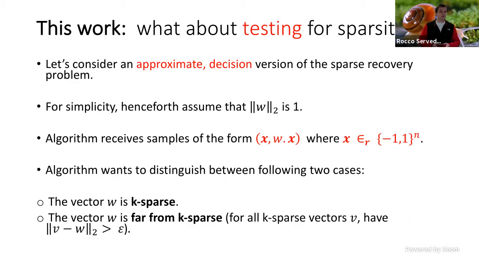Since it's a testing problem, we're again going to have these yes and no cases. In the yes case, the vector is k-sparse. There are only k non-zero coefficients. And in the no case, the vector is far from being k-sparse. A natural notion of being far from sparse that we'll work with is that you're far in 2 norm from every sparse vector. Again, since the vector w is a unit vector, it's natural to ask whether you have Euclidean distance at least epsilon from every k-sparse vector. So it's like a testing version of sparse recovery.